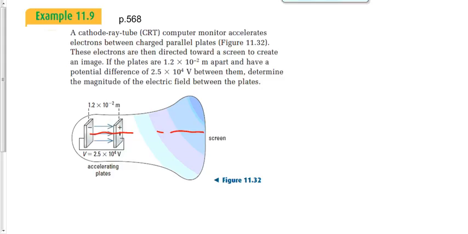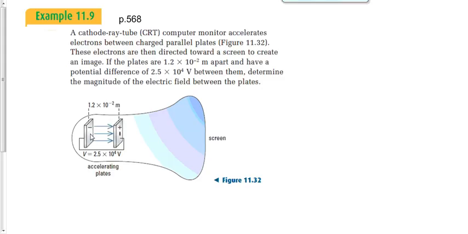Now, in this case, we have electrons that are going between two parallel plates that are 1.2 times 10 negative 2 meters apart, with a potential difference of 25,000 volts between them. We want to find the magnitude of the electric field between those plates. So how are we going to do that? Well, first of all, we want to take a step back from the question and do what we usually do when we see a question. What's going on here? What do we have here? Besides our givens, what do we have going on here? We have a situation where we have a uniform electric field.